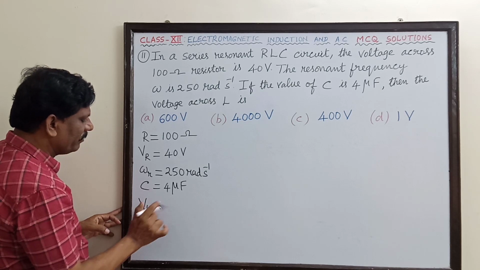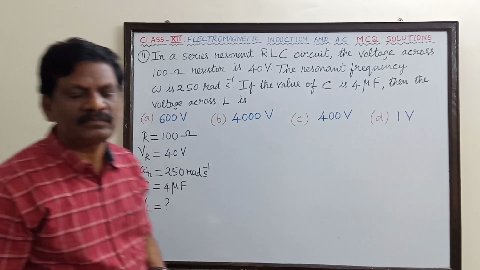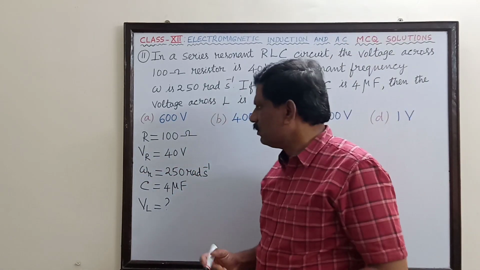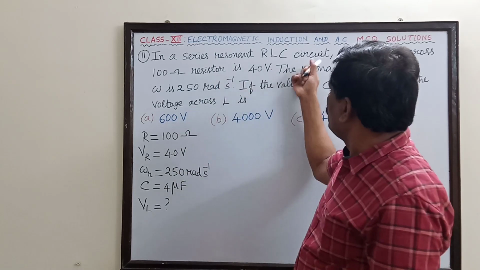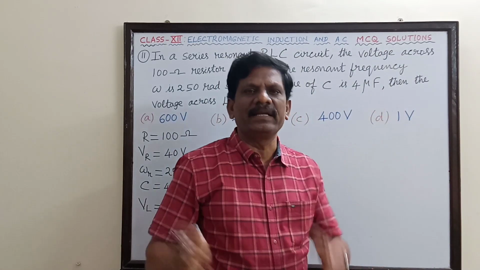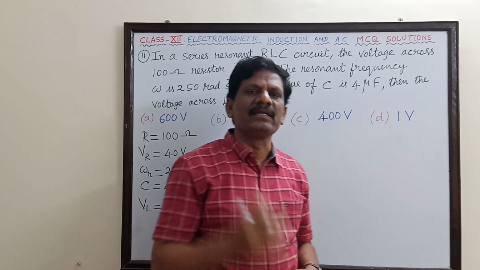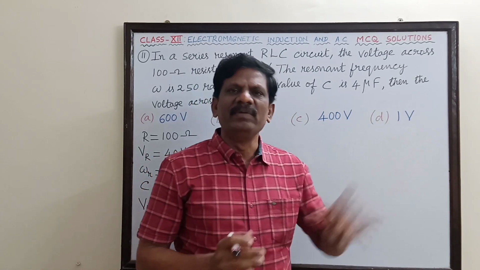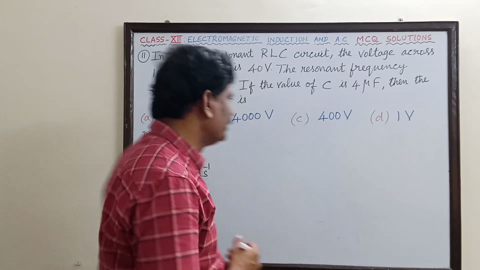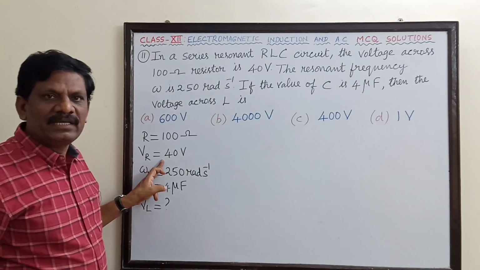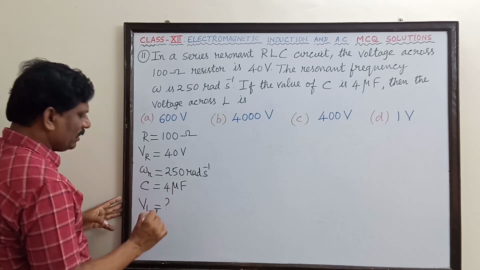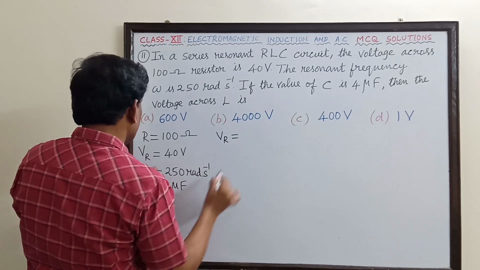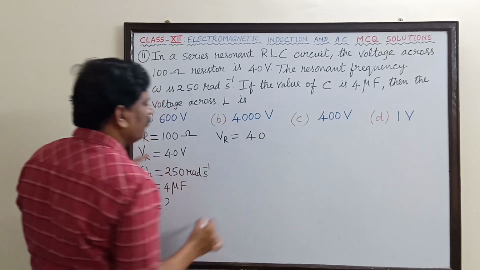So what is the value of VL? Some hints are given here. All three, R, L and C, are connected in series. So the current flowing through the resistance, coil and the capacitor will be the same. That has to be determined. So the clue is given here. VR is equal to 40.